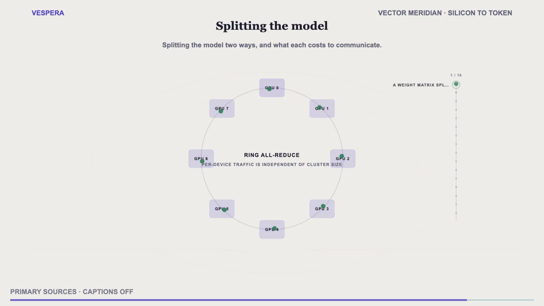There are two ways to cut a model, and they are orthogonal: across a layer and between layers. Tensor parallelism cuts across. A matrix multiplication can be split by columns. Each device computes some output columns, using the whole input and its slice of the weights.